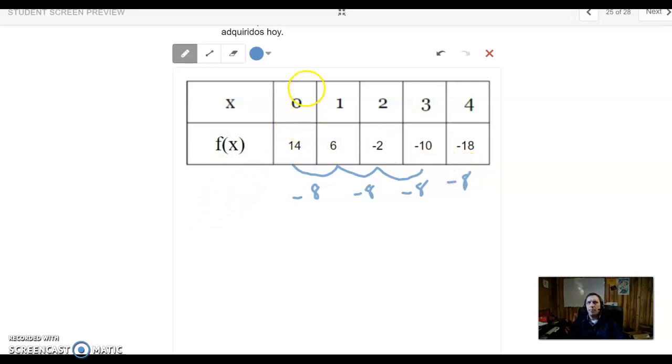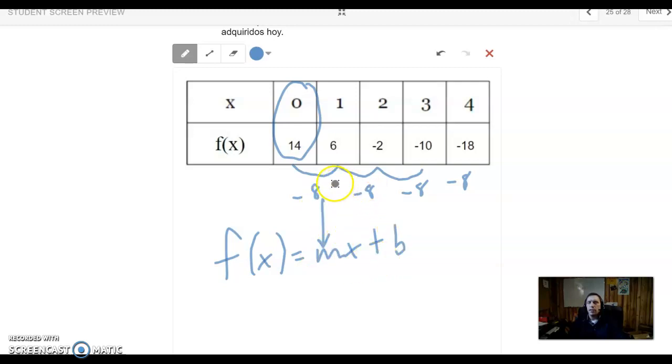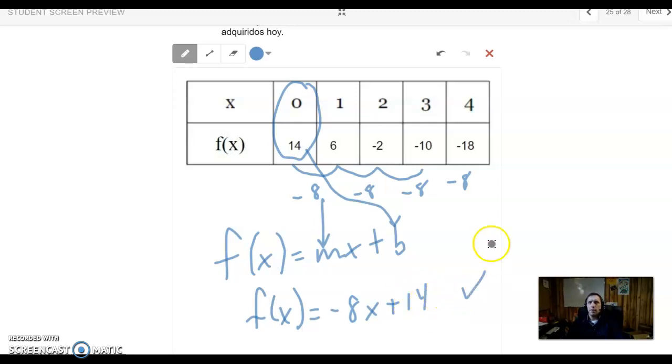All right, and then my initial value here, the y-intercept, is 14. So my function follows the form mx plus b, right? My rate of change in a linear function is there. My initial value is right here. So I'm going to say f of x equals negative 8x plus 14, it starts at 14.